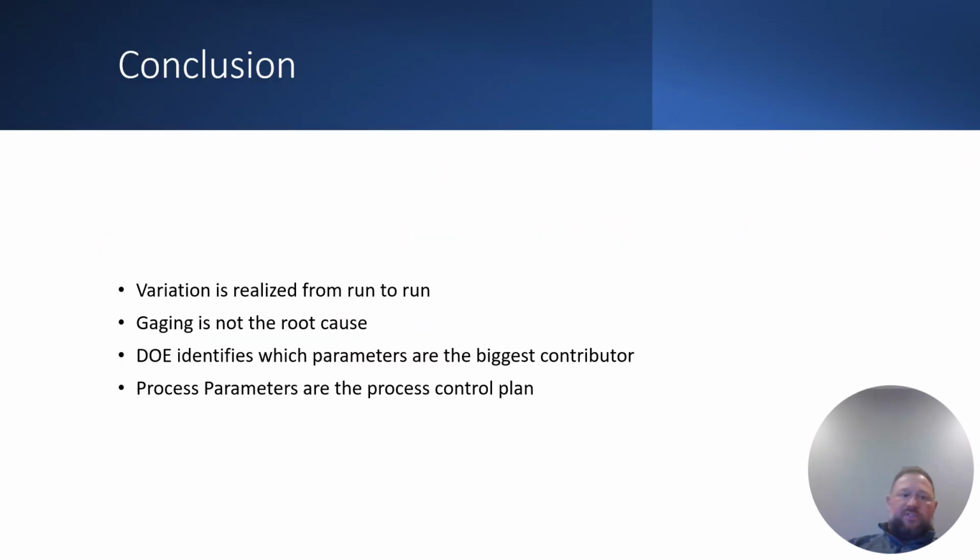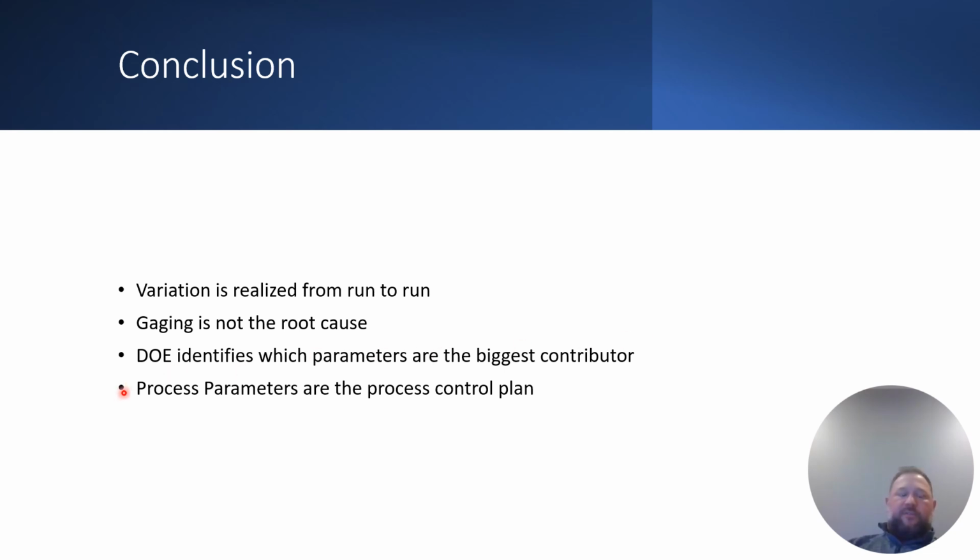So in conclusion, we recognize that variation was not realized within the run, but was actually realized from run to run, telling us that something varies every time we set that die. We've eliminated gauging as being the root cause, and then we've conducted a design of experiments chart which would identify which one of those process parameters would be the most likely contributor to our problem.